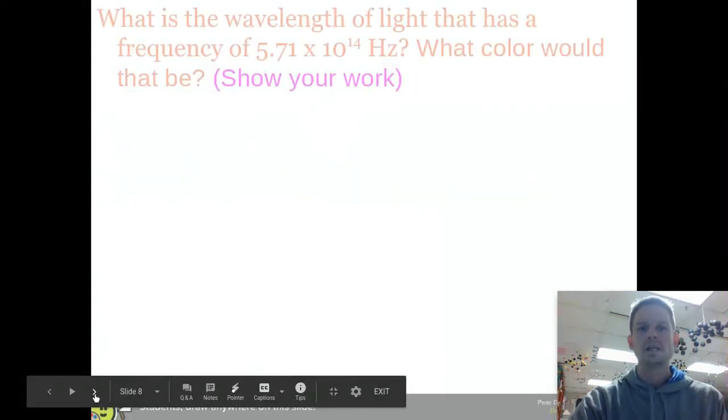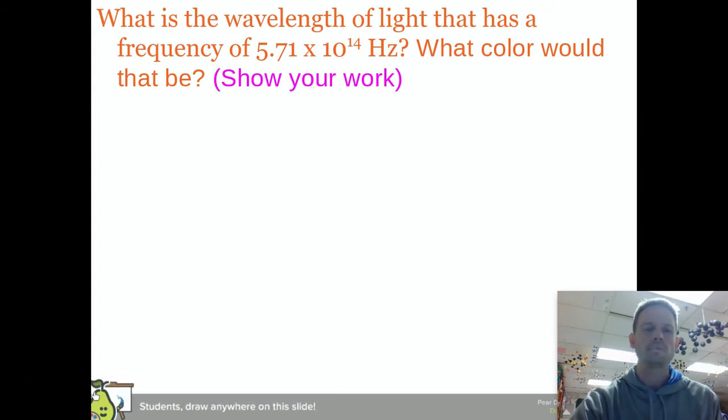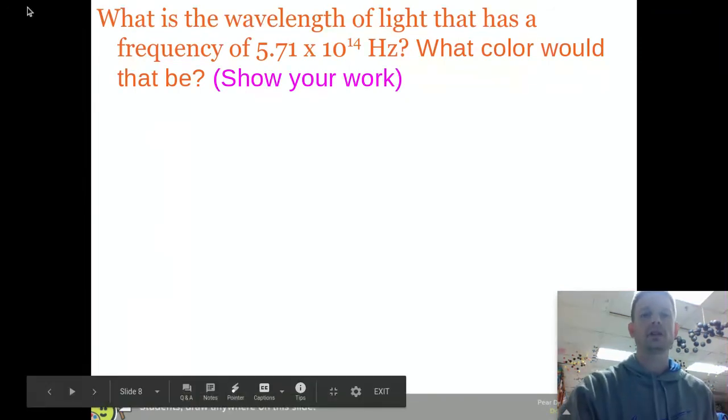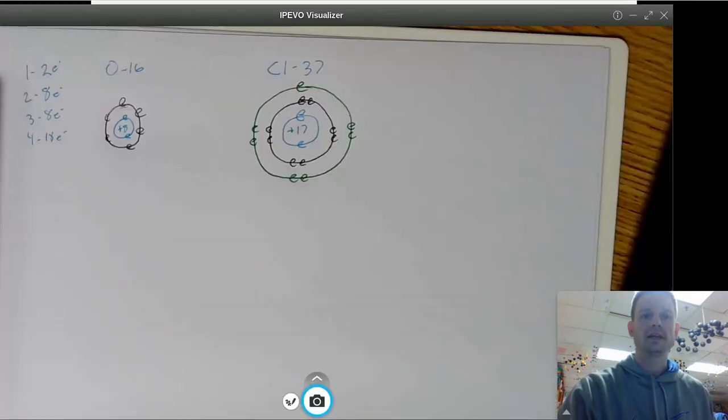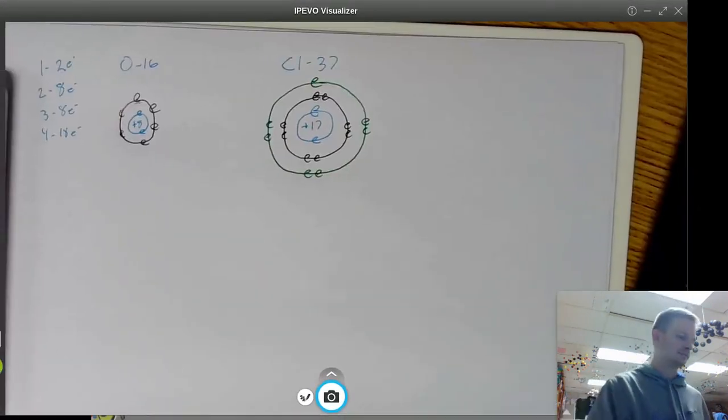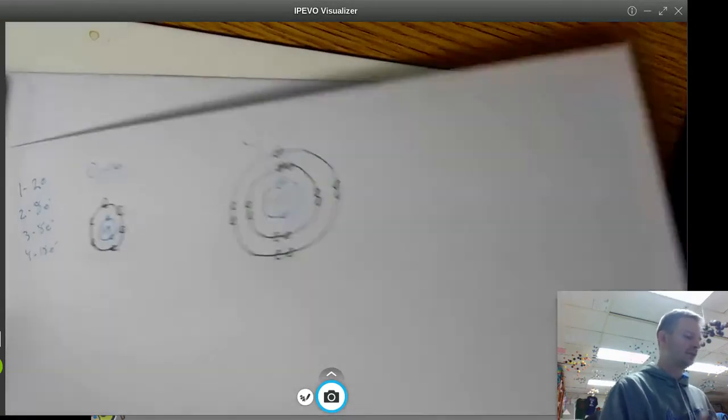Okay, so let's take a look at one problem. It says, what is the wavelength of light that has a frequency of 5.71 times 10 to the 14th hertz? All right, so let's take care of that first. We're going to bring down our visualizer again. All right, so 5.71 times 10 to the 14th hertz. All right, and we'll do a calculation.